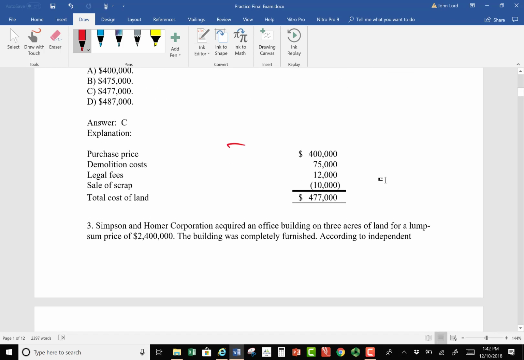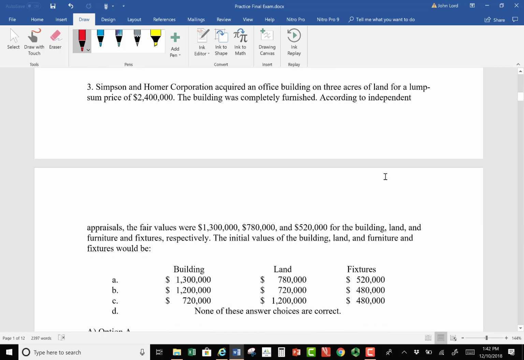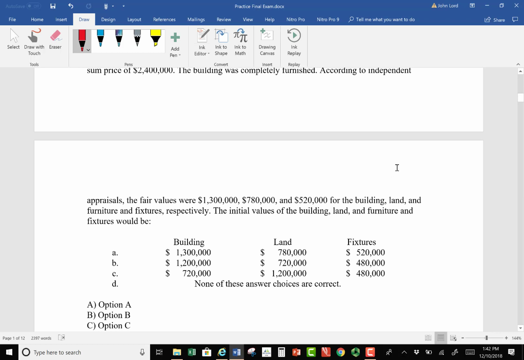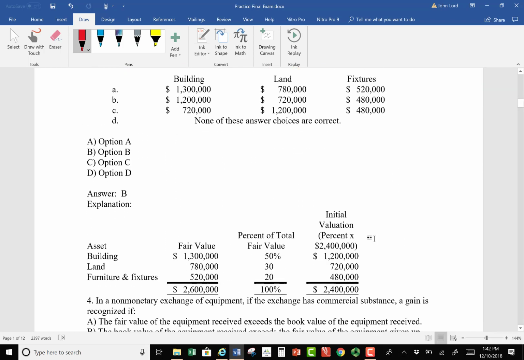Okay, good. Simpson and Homer acquired an office building, and they paid a lump sum of 2.4, and then they start giving me the appraised value of the separate items here, the land, the building, the fixtures. They want to know which of these combinations, or I guess D would be none of them, would be appropriate for the allocation of that sales price of 2.4. The problem with this problem, guys, is it's a little long, but you're going to have 3 hours to work it.